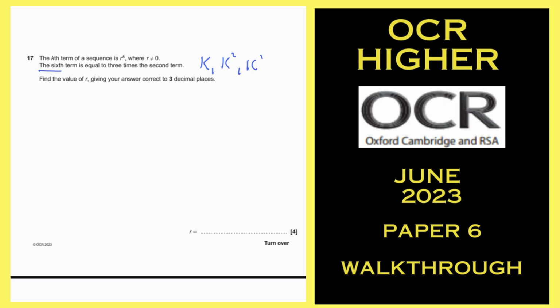The 6th term, write it down. The 6th term will be r, oops, I've written it wrong. It'll be r to the k. So the 6th term will be r to the 6. The 2nd term will be r squared. And they are equal so long as we are doing 3 times the 2nd term.